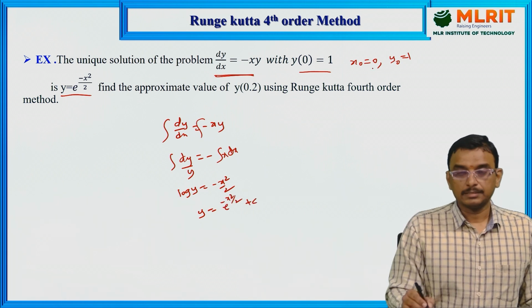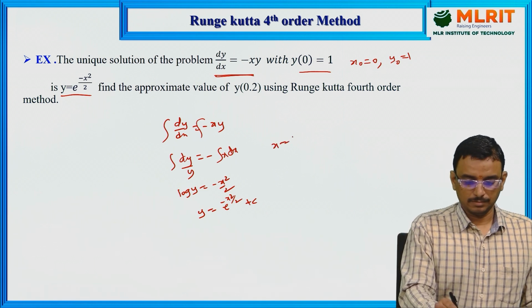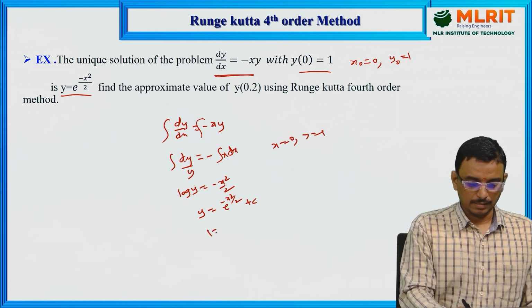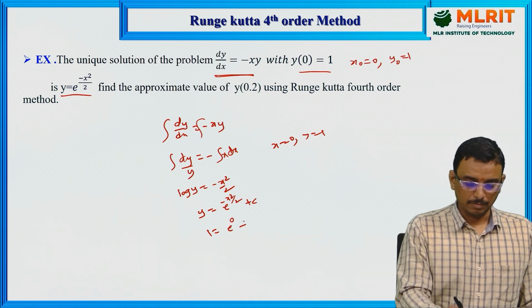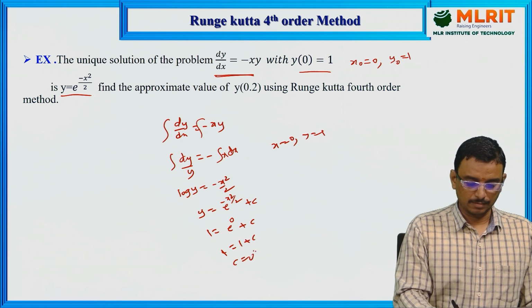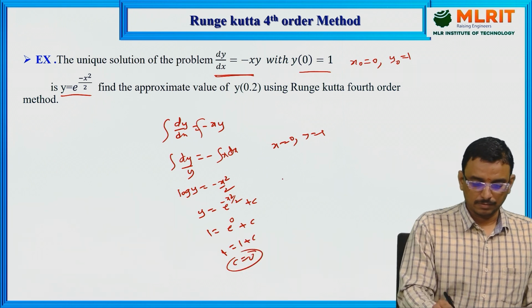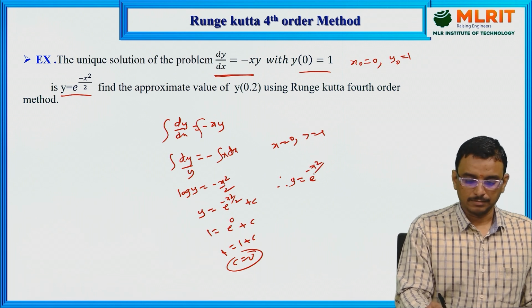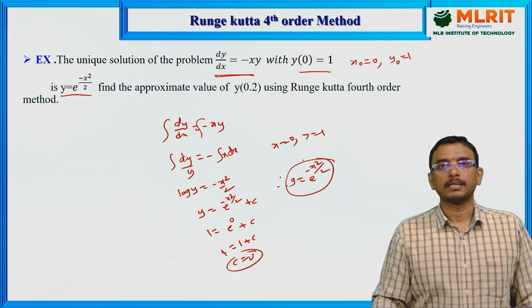So here the initial value is x0 is equal to 0 and y is equal to 1. Now substitute here, we'll get 1 is equal to e to the power 0, so e power 0 is 1, plus c. So 1 is equal to 1 plus c, and c is equal to 0. Therefore the solution is y is equal to e to the power minus x square by 2. So this is the exact solution.